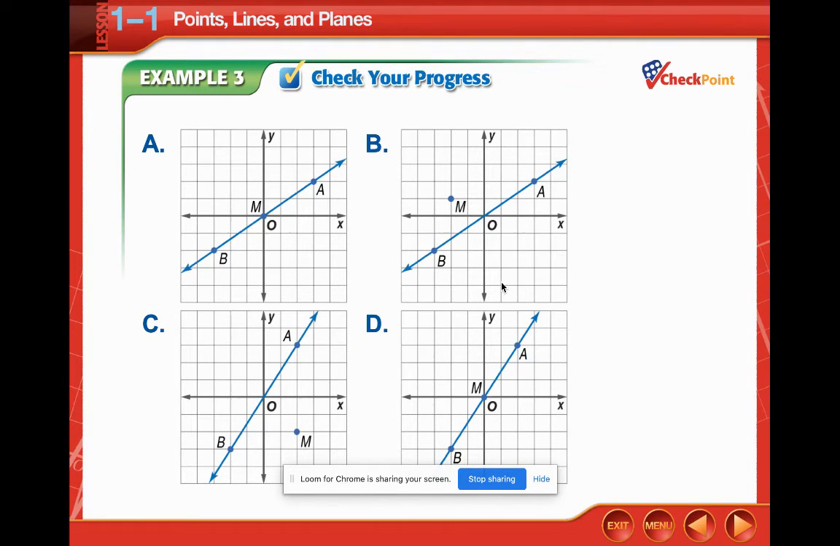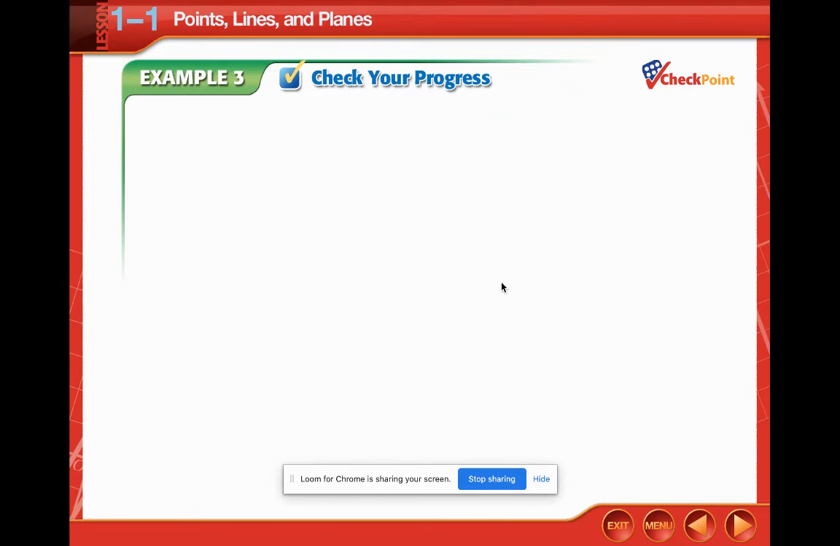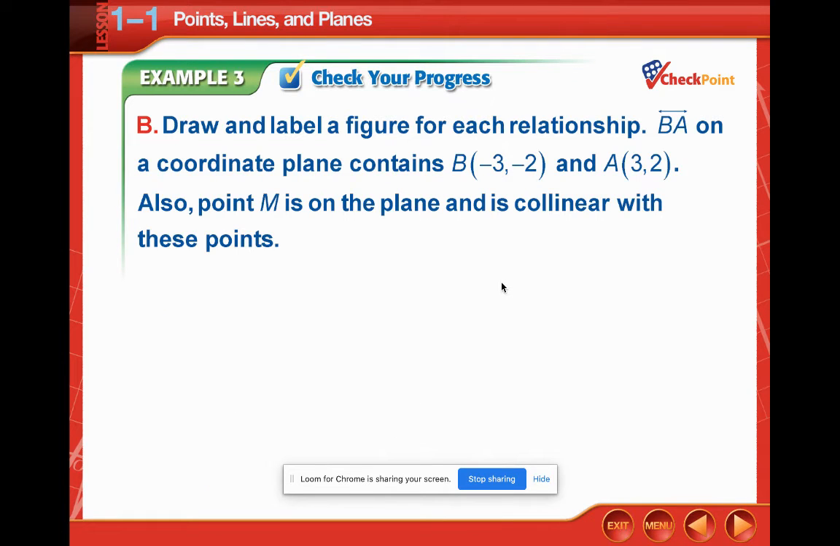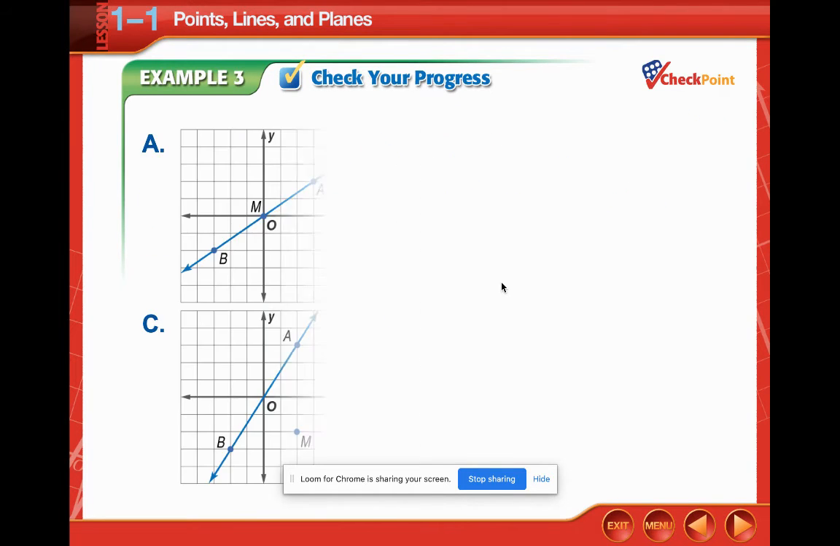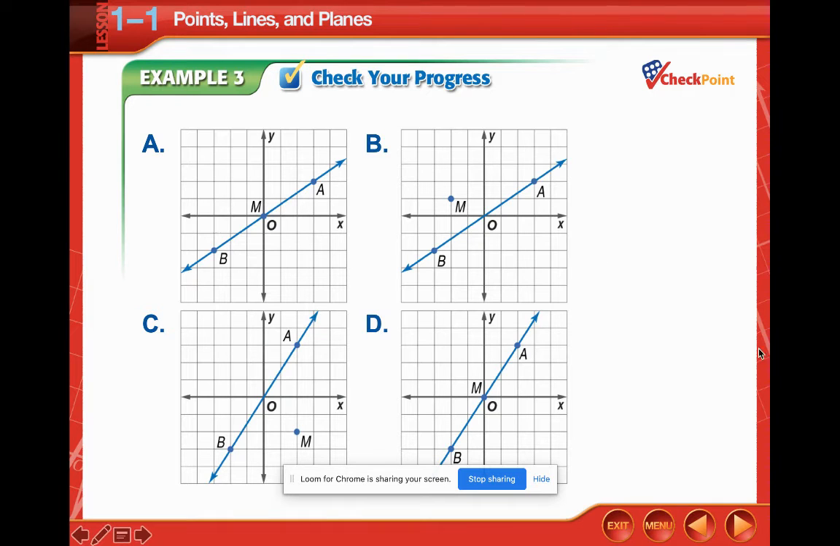So actually, if you guys want to take another 5 seconds now and see if you can figure out which one it is, make sure that yours matches up to one of these. Okay, let's see where it was. So it was A. All right, let's just double check this here. So draw and label a figure for each relationship. So we've got BA on a coordinate plane. B is -3, -2, and A is 3, 2. So looks like all three of these have BA.